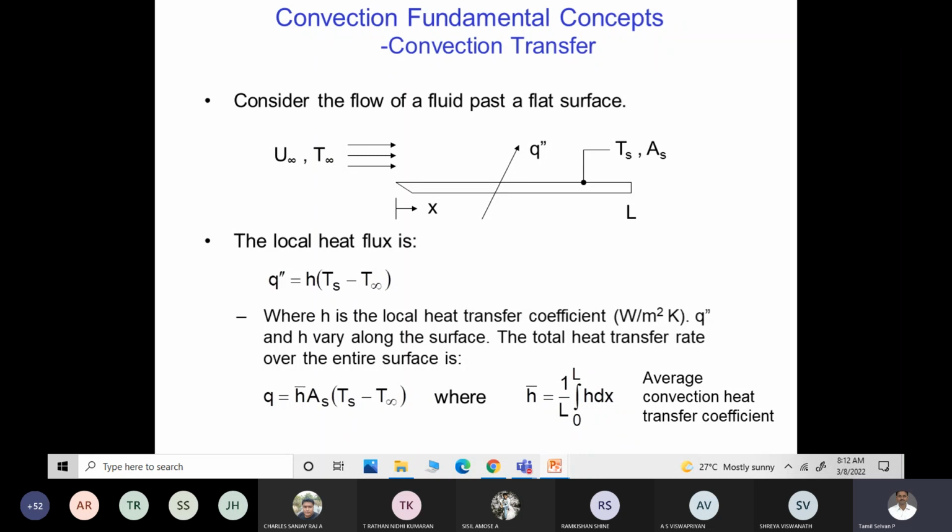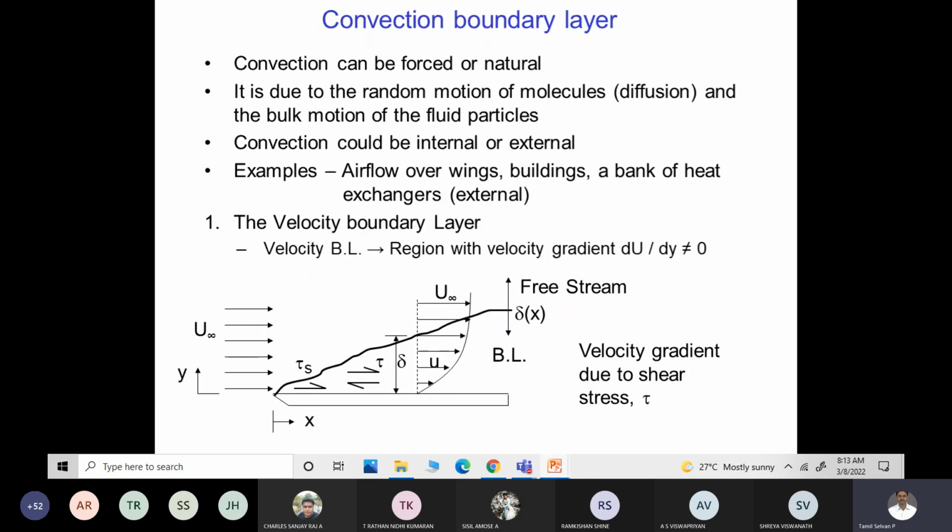And similarly, we have two things. One is the local heat transfer coefficient, the other one is the average heat transfer coefficient. We will always take into account the average convection heat transfer coefficient. The local heat transfer coefficient depends upon a particular local point, whereas over the entire surface, or up to a particular point from the leading edge, we will always consider the average convection heat transfer coefficient, not the local one.